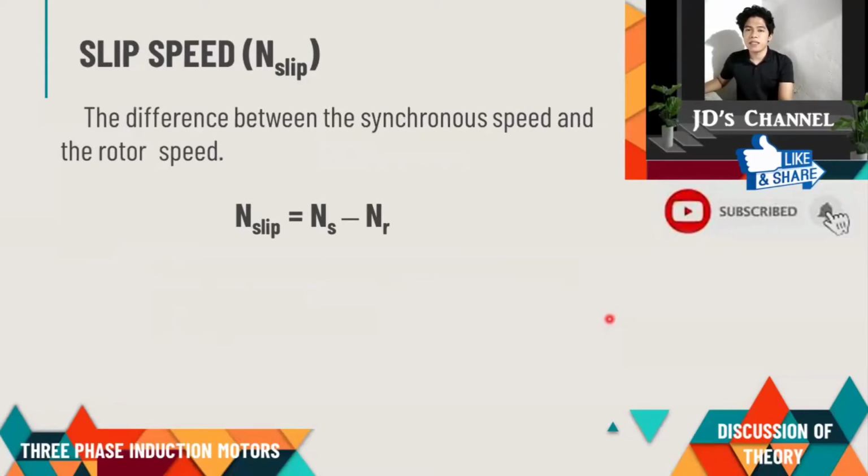And the next one is the slip speed, for which we use N sub slip. It is the difference between the synchronous speed and the rotor speed. So this is our formula: N slip equals N sub S minus N sub R.